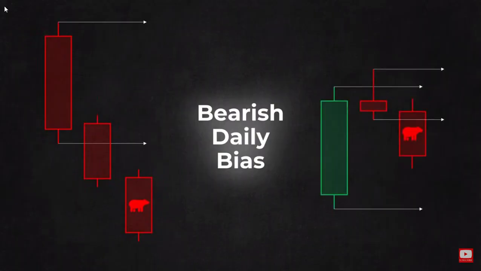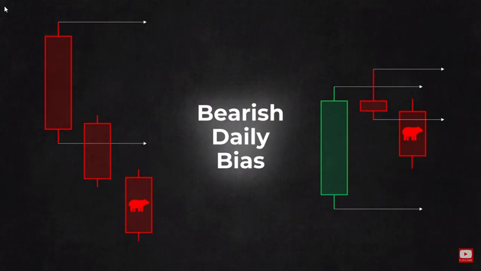In the case of a bearish daily bias, the rationale is the same. If price breaks and closes below the previous day's low, we have a bearish bias for the next day. If price breaks and fails to close above the previous day's high, we also have a bearish bias for the next day. In the second case, we can expect the next day to be bearish or at least to reach the previous day's low.